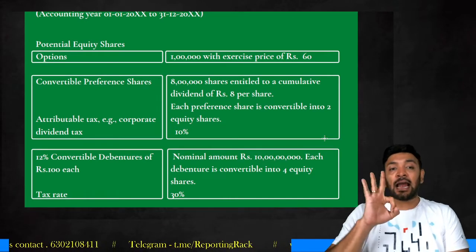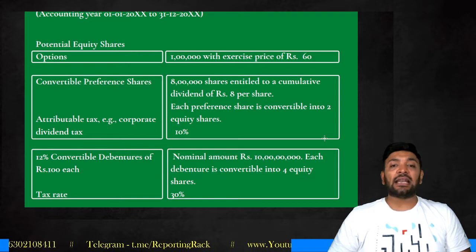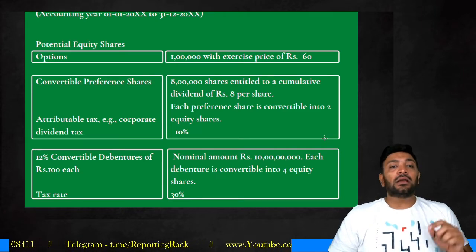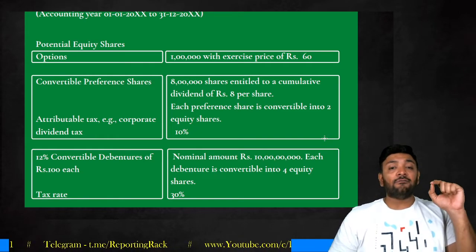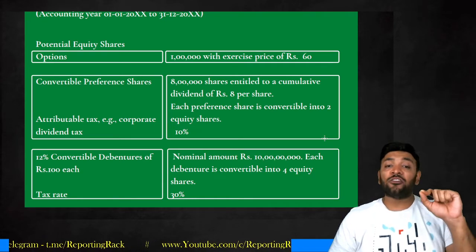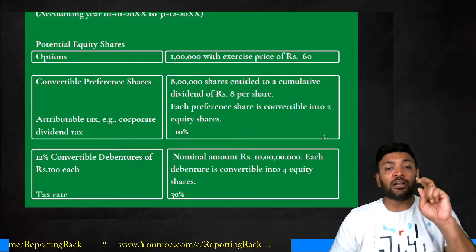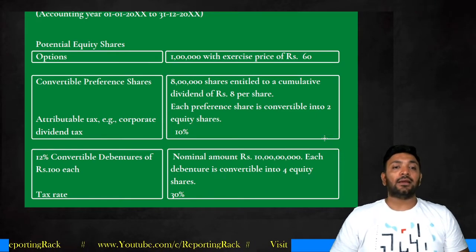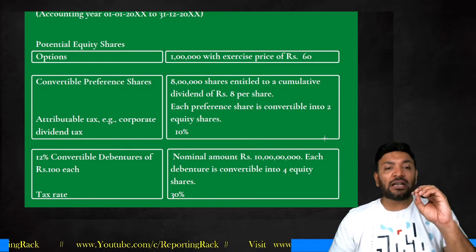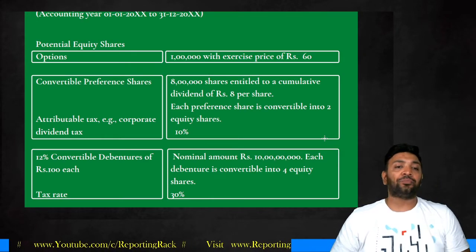The average fair value of each equity share is 75 during the year. And the company had 3 potential equity shares. Options, 1 lakh, which had an exercise price of 60. Convertible preference shares, which had 8 lakh shares entitled to a cumulative dividend of 8 rupees per share, and each preference share is convertible into 2 equity shares. The attributable corporate dividend tax on this preference dividend is 10%.